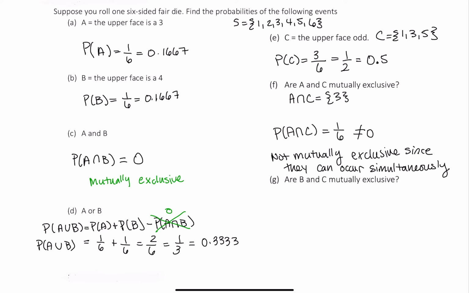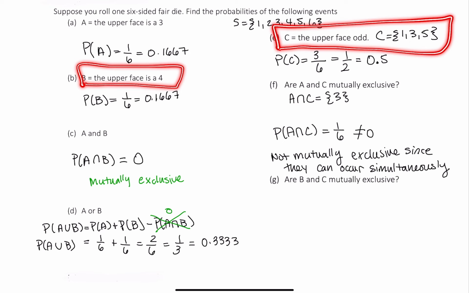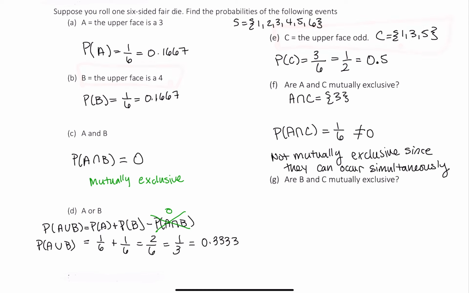Next, let's look at part G. Are B and C mutually exclusive? So B is the upper face is 4, and C is the upper face is odd. Since it is not possible to both get an odd face and a 4, they have no elements in common, notice. These are mutually exclusive. So B and C as a set would look like this with nothing in them. You could also denote this with this empty set symbol.